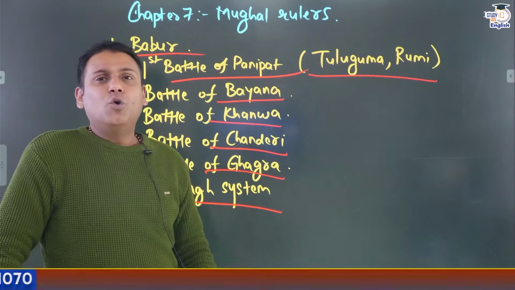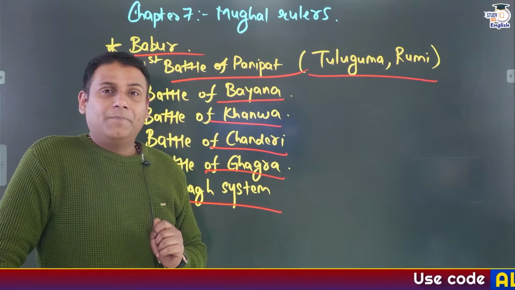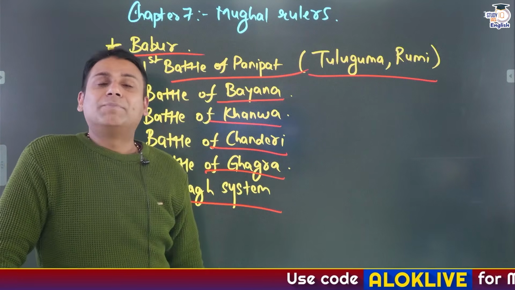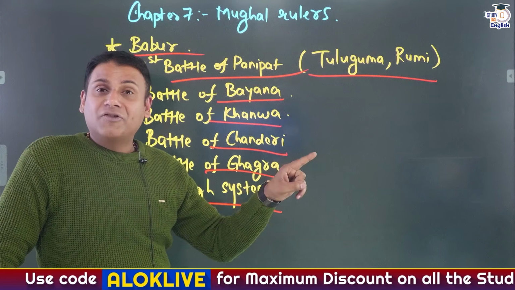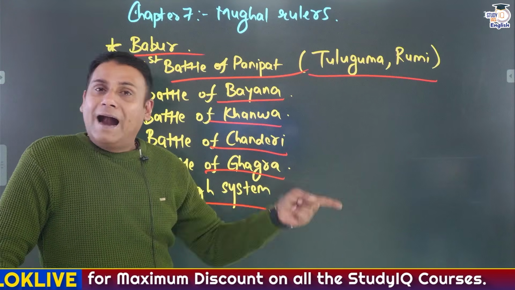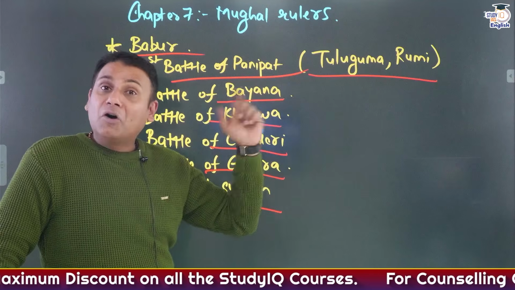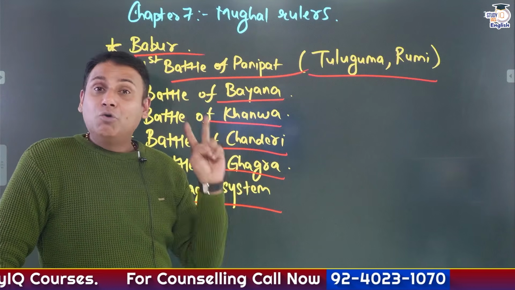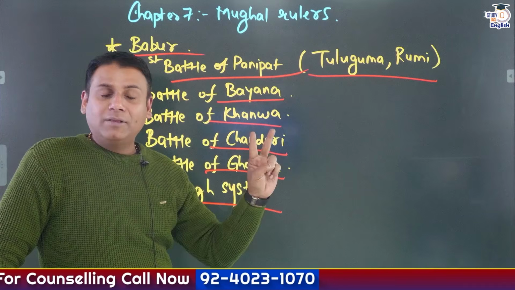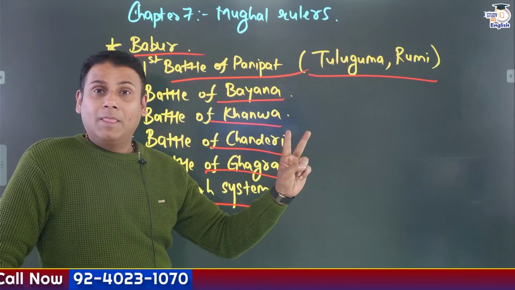If somebody asks you who constructed the famous Babri Masjid, many of you will answer it was Babur. No. Babri Masjid was constructed by Mir Baqi, and Mir Baqi was one of the commanders of Babur. Got it? Babur had constructed two mosques. One was constructed at Panipat, the other at Sambhal.